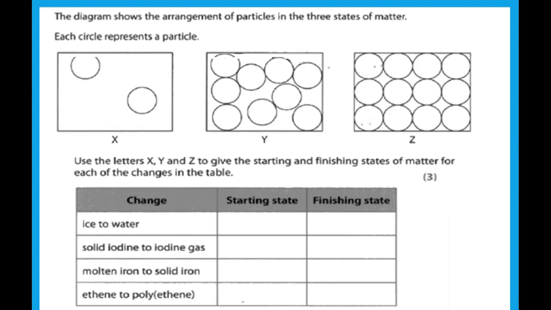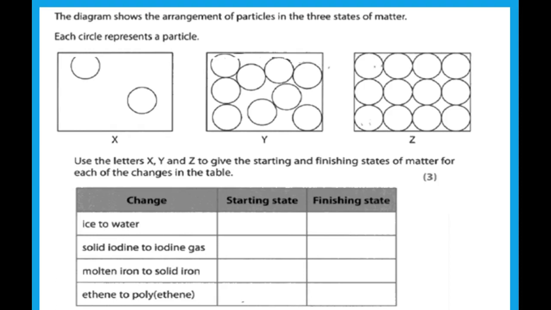The diagram shows the arrangement of particles in the three states of matter, but they're not arranged in a particular order. So you have to first of all figure out what is X and what is Y and what is Z. Do you realize that X is what? X is a gas and Y is liquid, and Z, the regular rows close packed, that's a solid. So he's saying use these letters to give the starting and finishing states of matter.